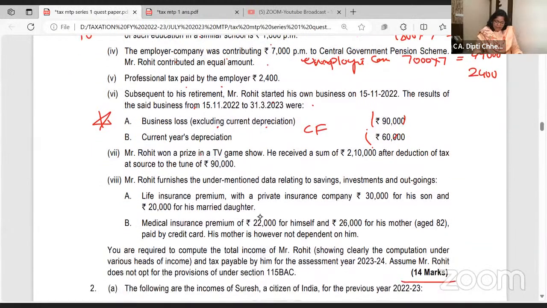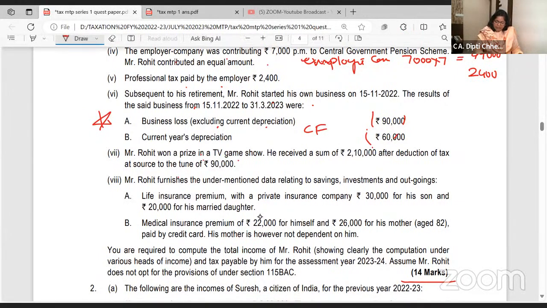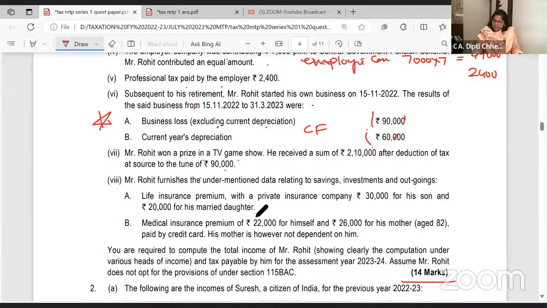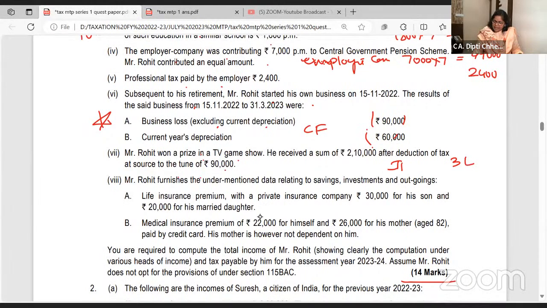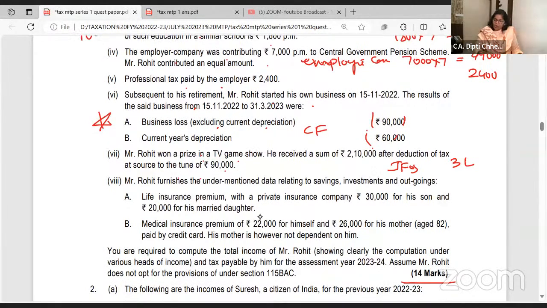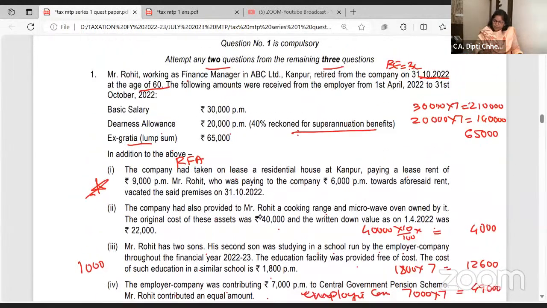Okay, let's move ahead. Now Rohit has won a prize. I think for deductions especially I'll go to the notebook, because I will explain 80CCD(1) to all. Rohit won a prize. He received 210 after TDS. But what will be taxable? The gross amount, that is 3 lakh, as income from other sources. And the problem further we will continue later.